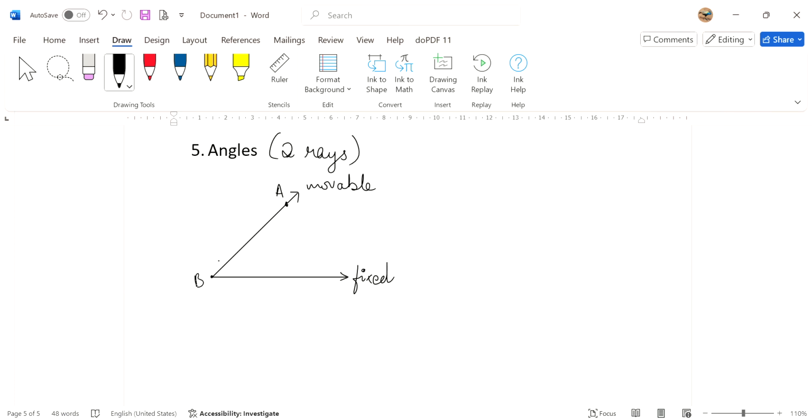I'll give it names. This point will be A, this will be B, and this will be C. Now there are certain parts of angles that you need to know. This common starting point you see is called a vertex. So this common starting point is called a vertex. Now angles are basically the measurement of this thing.